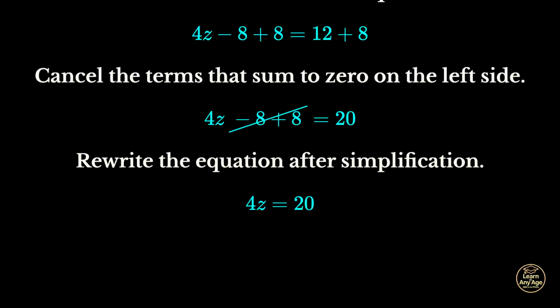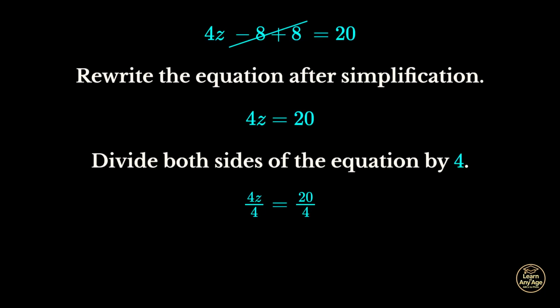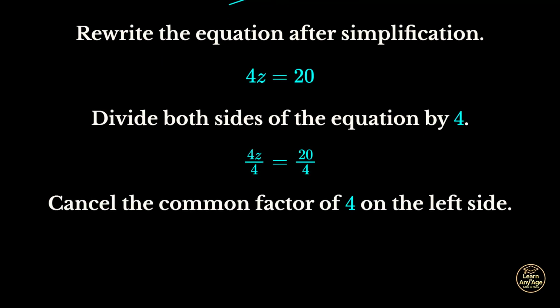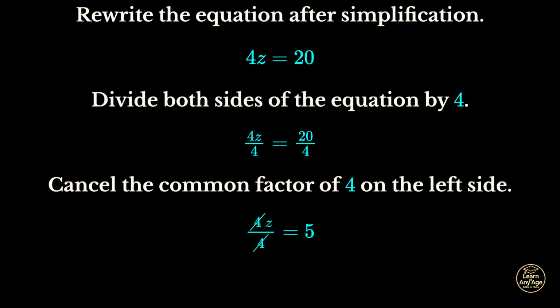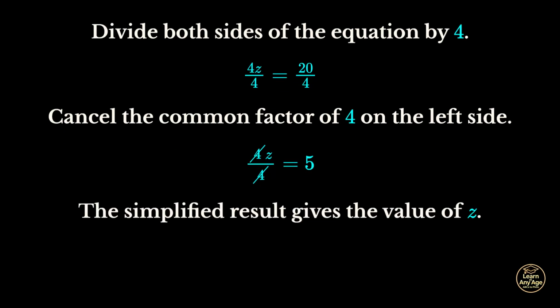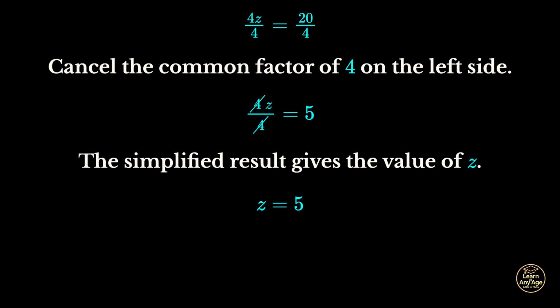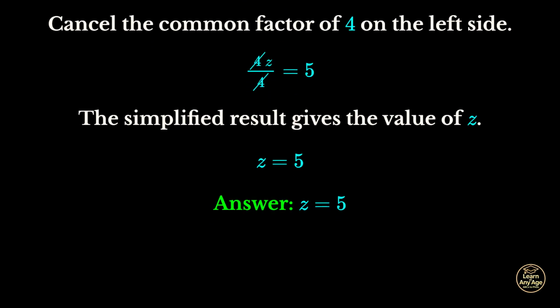4z equals 20. Divide both sides of the equation by 4. 4z over 4 equals 20 over 4. Cancel the common factor of 4 on the left side. z equals 5. The simplified result gives the value of z. Answer: z equals 5.